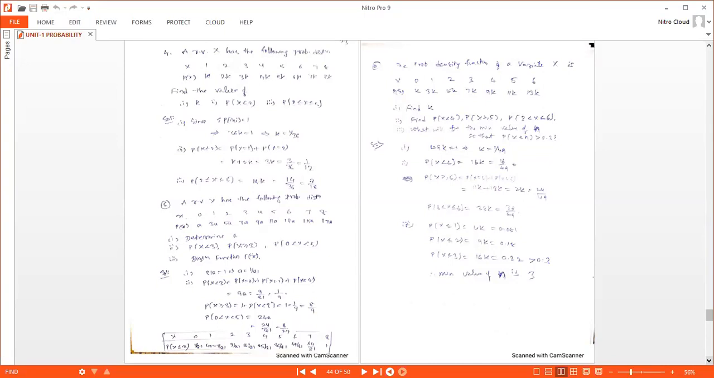since we know that the total probability is 1, so sigma i equal to 0 to 6 p of x equal to 1. That is 49k total value. Adding all the probability values, 49k equal to 1. That implies k equal to 1 by 49.